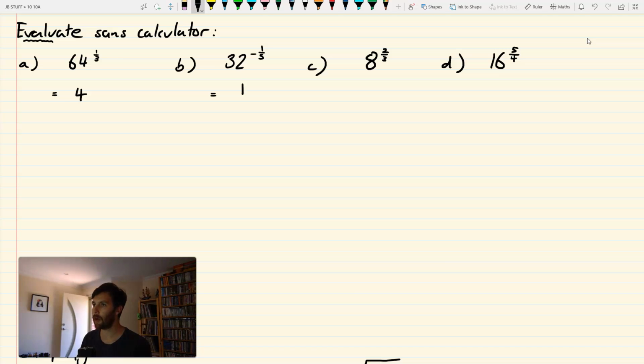That means I'm going to rewrite that as 1/32 to the power 1/5, which means I'm finding the 5th root of 32, which is just 2, because 2 times 2 times 2 times 2 times 2 will give us 32.